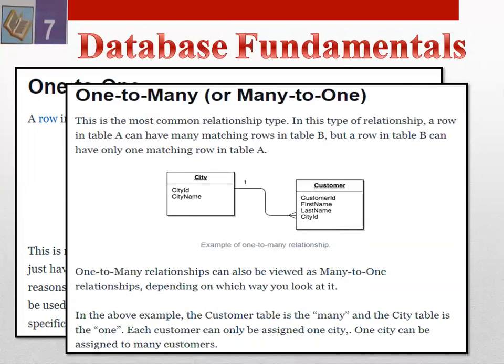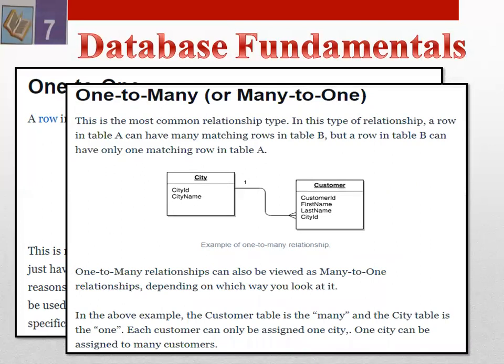The next is one to many or many to one. Sometimes we can call it many to one. This is the most common relationship type. In this type of relationship, a row in table A can have many matching rows in table B, but a row in table B can have only one matching row in table A.